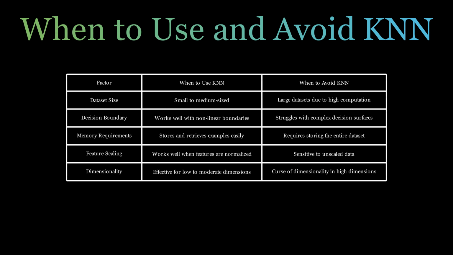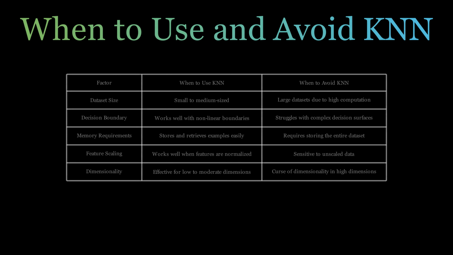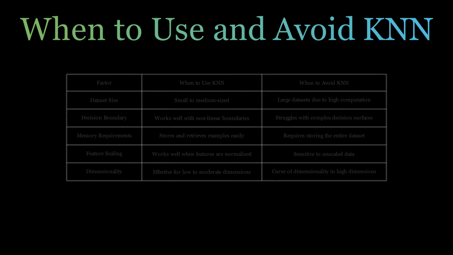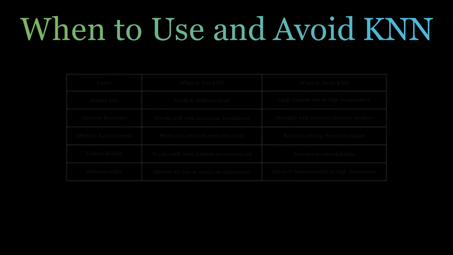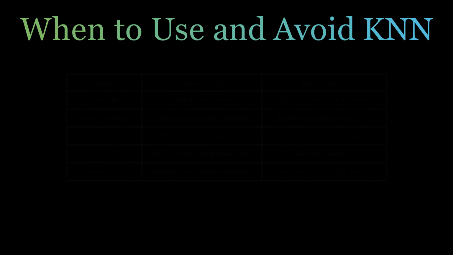In conclusion, KNN is a powerful and interpretable algorithm suitable for small to medium datasets with nonlinear patterns. However, it is not ideal for large datasets, high-dimensional data, or cases requiring fast predictions.